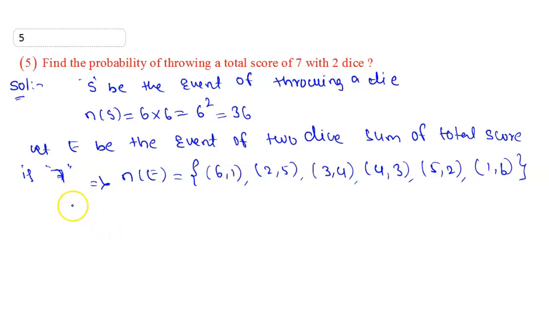So here the condition is P of E is equal to n of E by n of S. n of E is how much? 1, 2, 3, 4, 5, 6 chances are there. So n of E is 6 by n of S. n of S is how much? 36. If you cancel, you will get 1 by 6. This is the answer. Okay, go for the next.